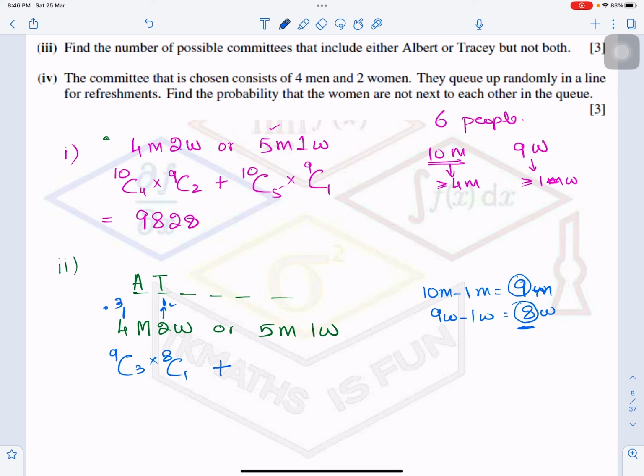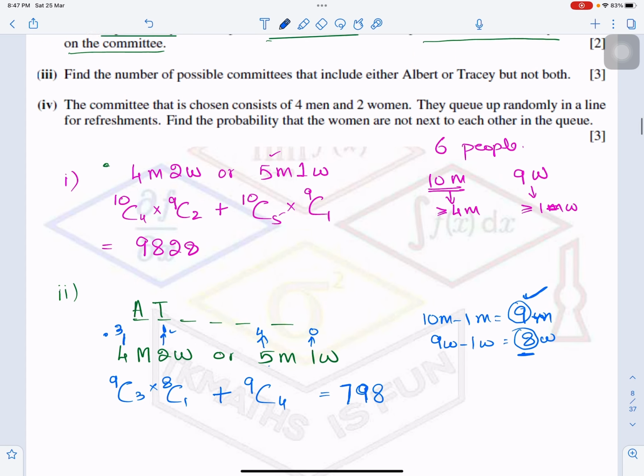Now the second condition was 5 men and 1 woman. So from 5 men, 1 Albert is already selected. So I have to select 4 more. And 1 woman which I have to select, Tracy is already here. So 0 women now. So now the remaining men are 9. So I will say 9C4. And there is no woman required. And that's all. So now if we calculate, let me calculate it. It will be 798. Now these are the cases with this condition in which Albert and Tracy are in.